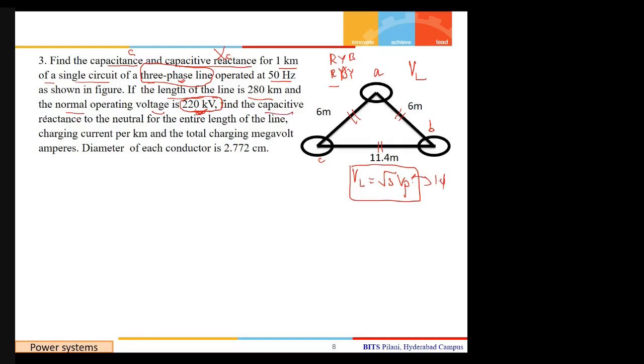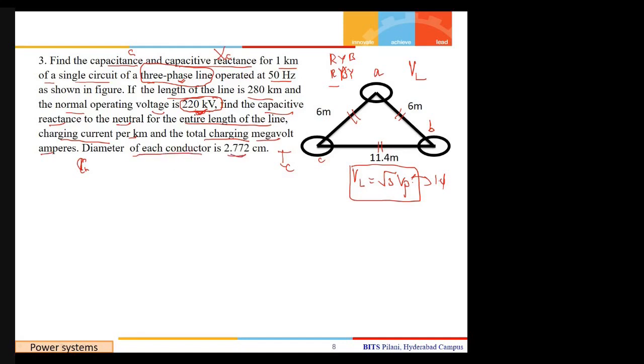Find the capacitive reactance to the neutral. So Cn value you have to determine, and the capacitive reactance for the entire length of the line. Charging current also you have to determine. You have to determine the value of the charging current per kilometer and the total charging current in megavolt ampere. Diameter of each conductor is 2.772 centimeter.